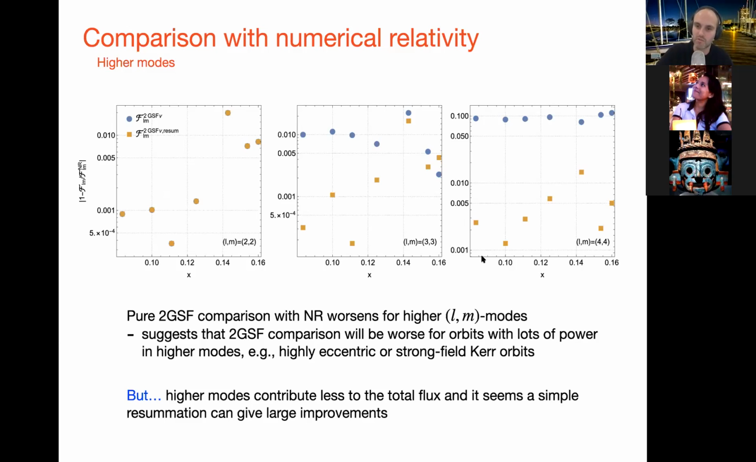And the same is true for, in this case, the 4-4 mode. So we do see that the pure second order result does worsen for high L modes. And this suggests that the comparison might not be as good for orbits with lots of power in those higher modes, when this can include really strong field orbits around Kerr. Remember, we're just using a Schwarzschild black hole as our background, or highly eccentric orbits. But these modes do contribute less to the total flux. And so the most important thing is what the behavior of the 2-2 mode is. Because as we know, it's the dominant mode in gravitational waves.